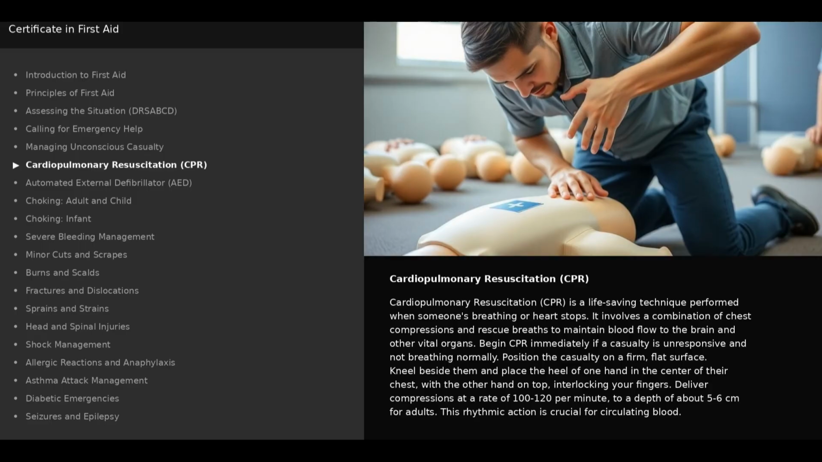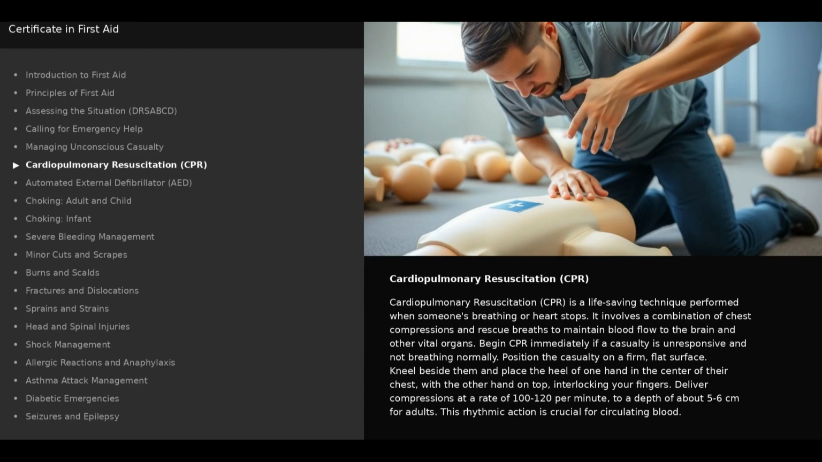Cardiopulmonary resuscitation, CPR. Cardiopulmonary resuscitation, CPR, is a life-saving technique performed when someone's breathing or heart stops. It involves a combination of chest compressions and rescue breaths to maintain blood flow to the brain and other vital organs. Begin CPR immediately if a casualty is unresponsive and not breathing normally.